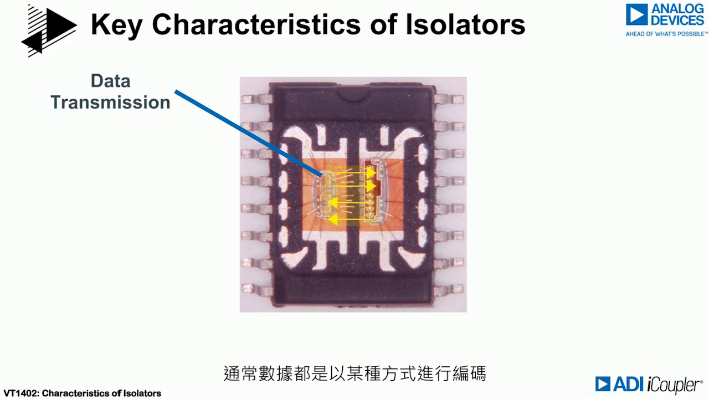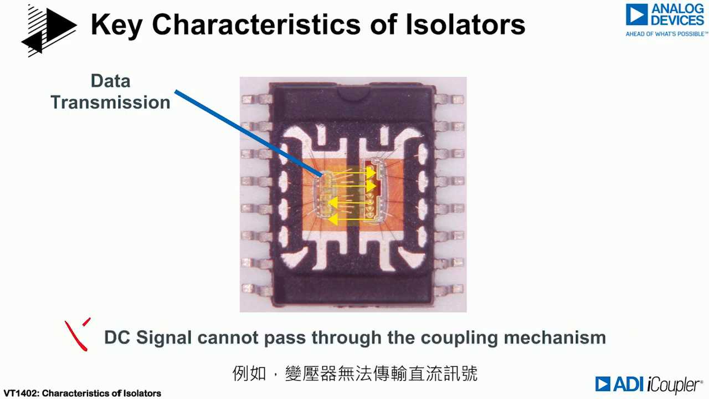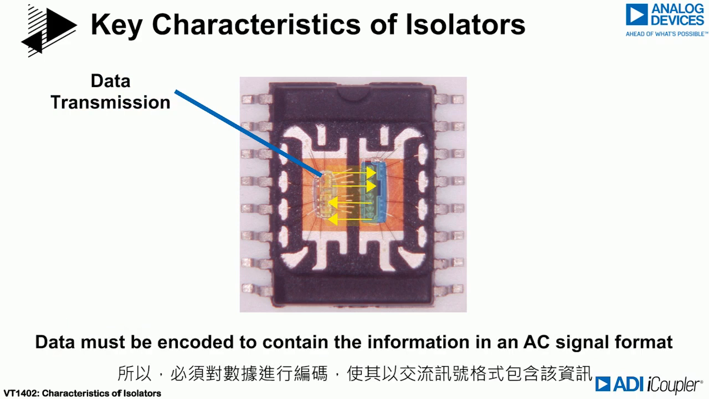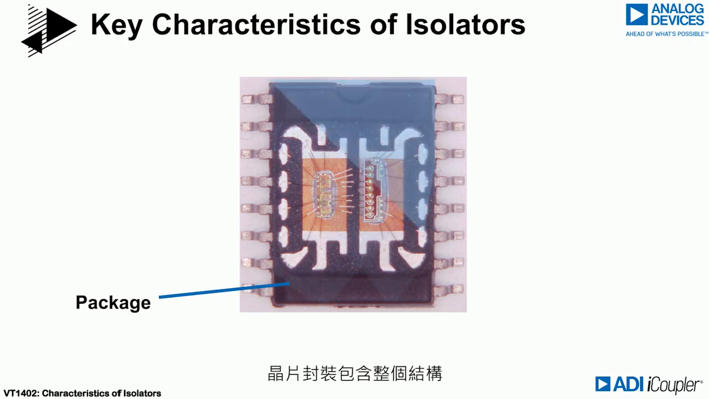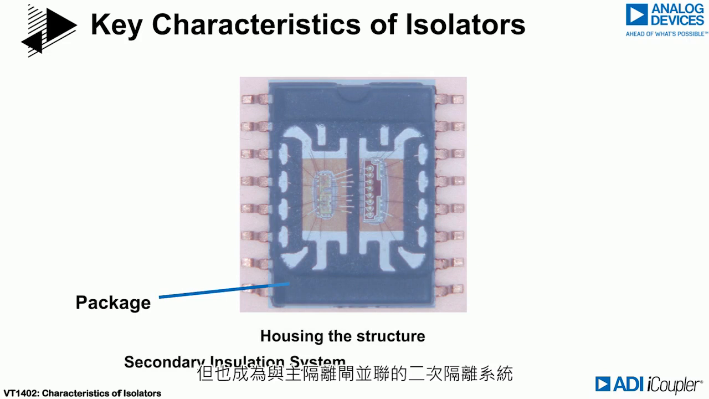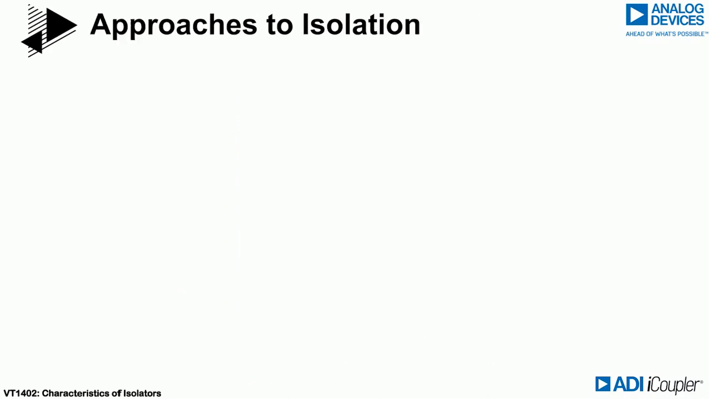Data is almost always encoded in some fashion to accommodate the signal characteristics of the coupling element. For example, transformers cannot pass a DC signal, so the data must be encoded to contain that information in an AC signal format. The chip package houses the entire structure, but also becomes a secondary insulation system in parallel with the main isolation barrier. Its characteristics may limit the performance of the isolator in certain conditions.